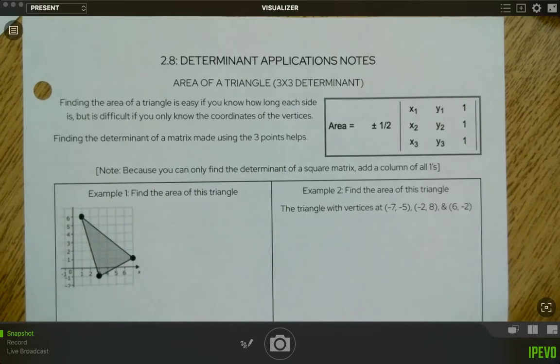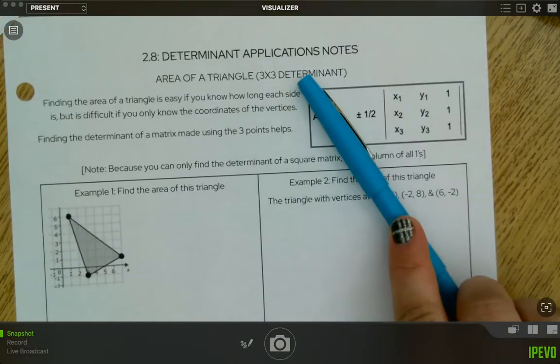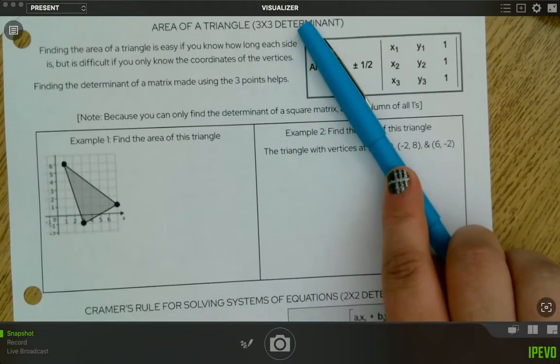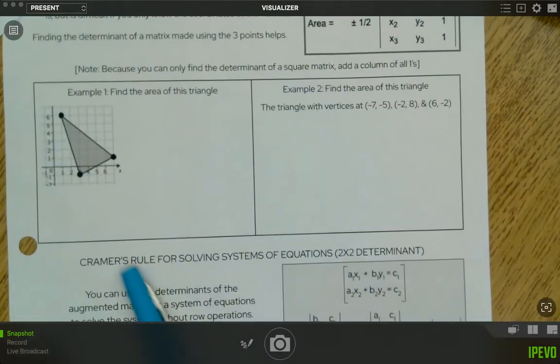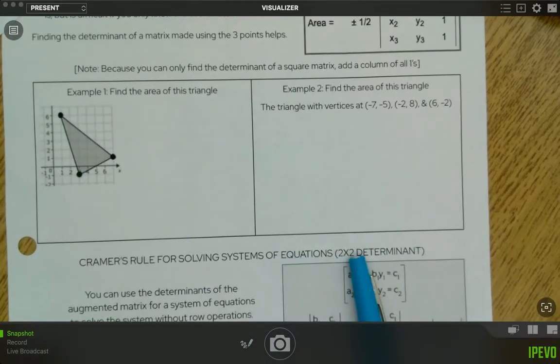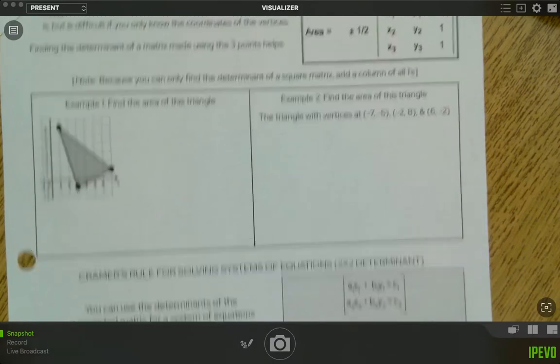Hey guys, welcome to lesson 2.8, determinant applications. So we are going to learn how to do two things. Find the area of a triangle using a determinant, which is going to be a 3 by 3, and use Cramer's rule to solve systems of equations using a 2 by 2.